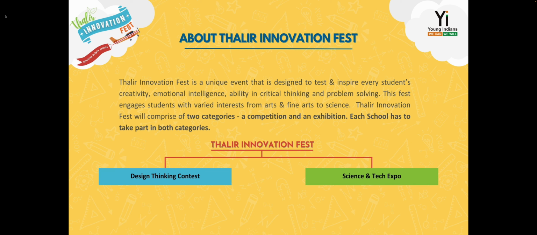So the Innovation Fest will have two categories: a competition and an exhibition. Now, the key thing you have to indicate here is that each school has to take part in both categories. This is not a choice where a school can select only the design thinking contest and not the science and tech expo, and vice versa. When a school commits to the Innovation Fest, they have to participate in both the levels.